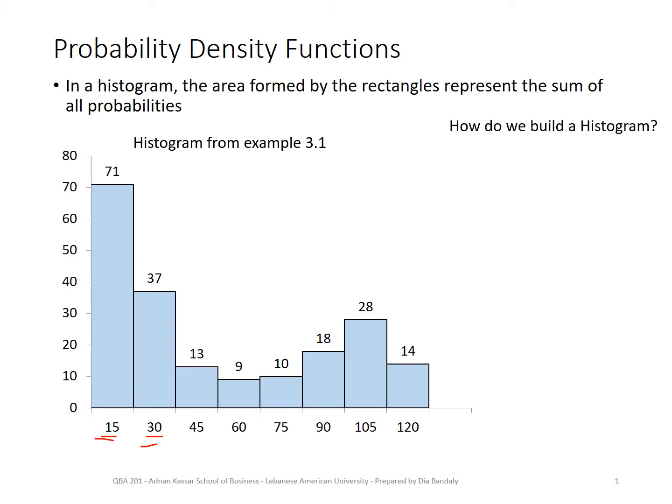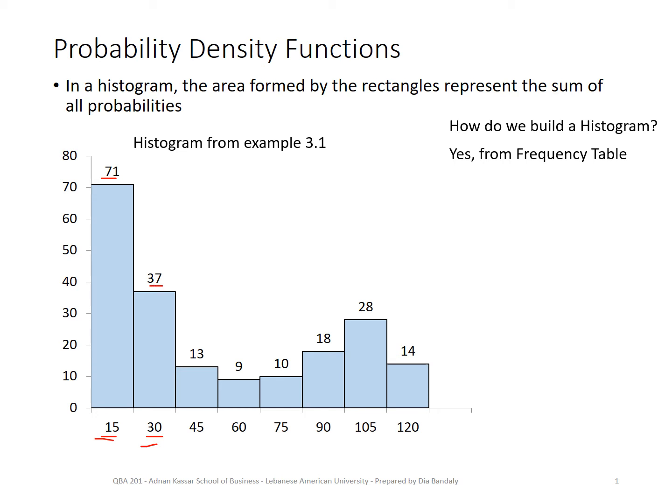Let's remember, how did we build the histogram? Yes, we built it from a frequency table, right? Out of the 200, we counted how many bills are between $0 and $15, and we found that we have 71 of these. That's why you can see that the column height of the first class is 71, because we had 71 observations, or 71 bills. In the second class, we had 37.